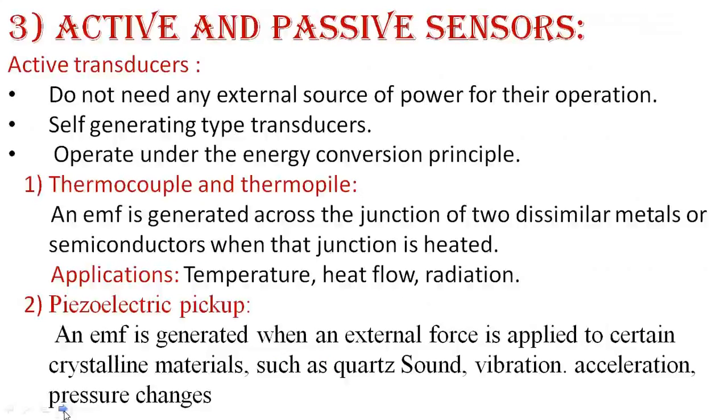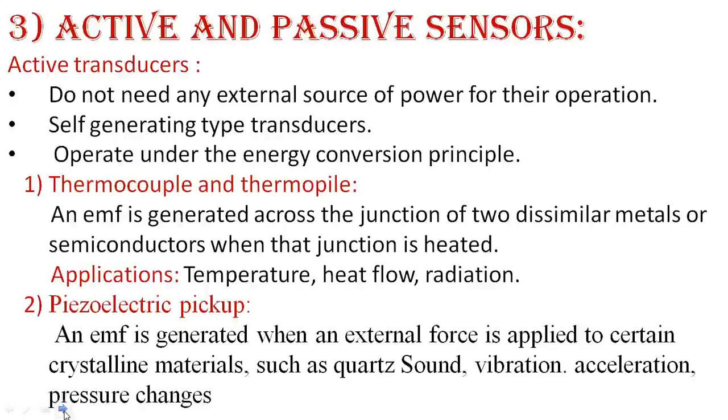The next type of sensor is active and passive sensors. Active and passive sensors depend on what type of components are used in the sensor, which gives the subtypes of active and passive sensors. Starting with active sensors, they do not require any external source of power for their operation. That is why they are called self-generating type transducers. Their operation is based on the principle of energy conversion.